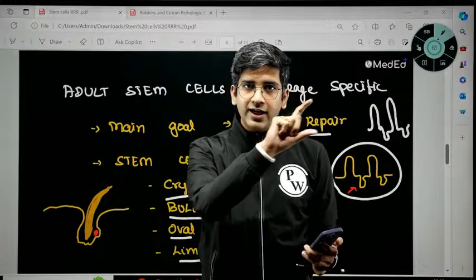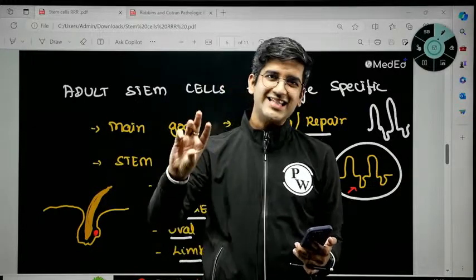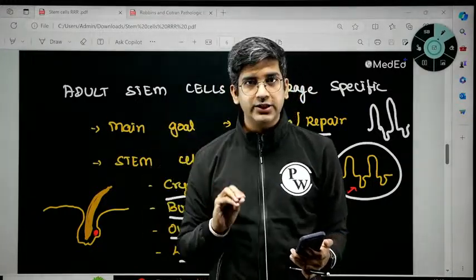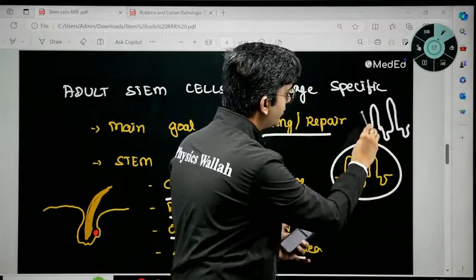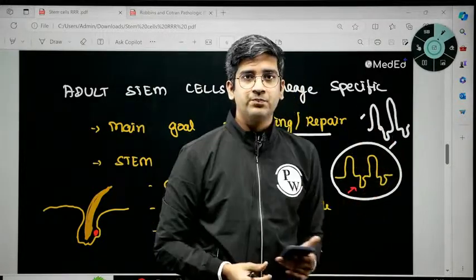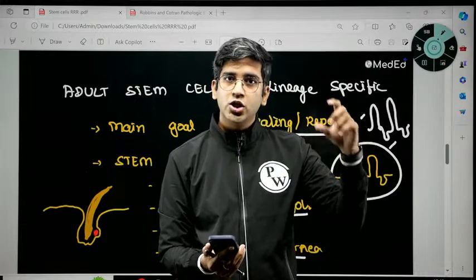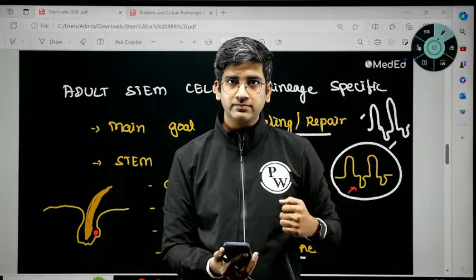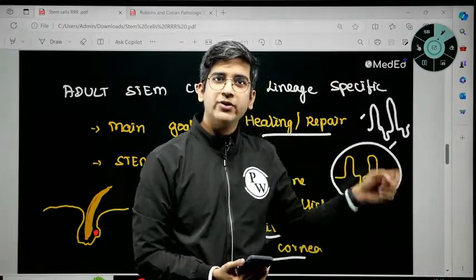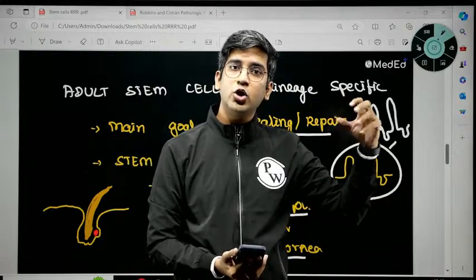So if the entire villi is lost, and let's assume I'm taking a biopsy of the intestine to see which part of these two will be bigger. The villi is completely gone. When the villi is completely gone, should my body replace it? Yes. So what will happen to the crypts? Will it become bigger or smaller?